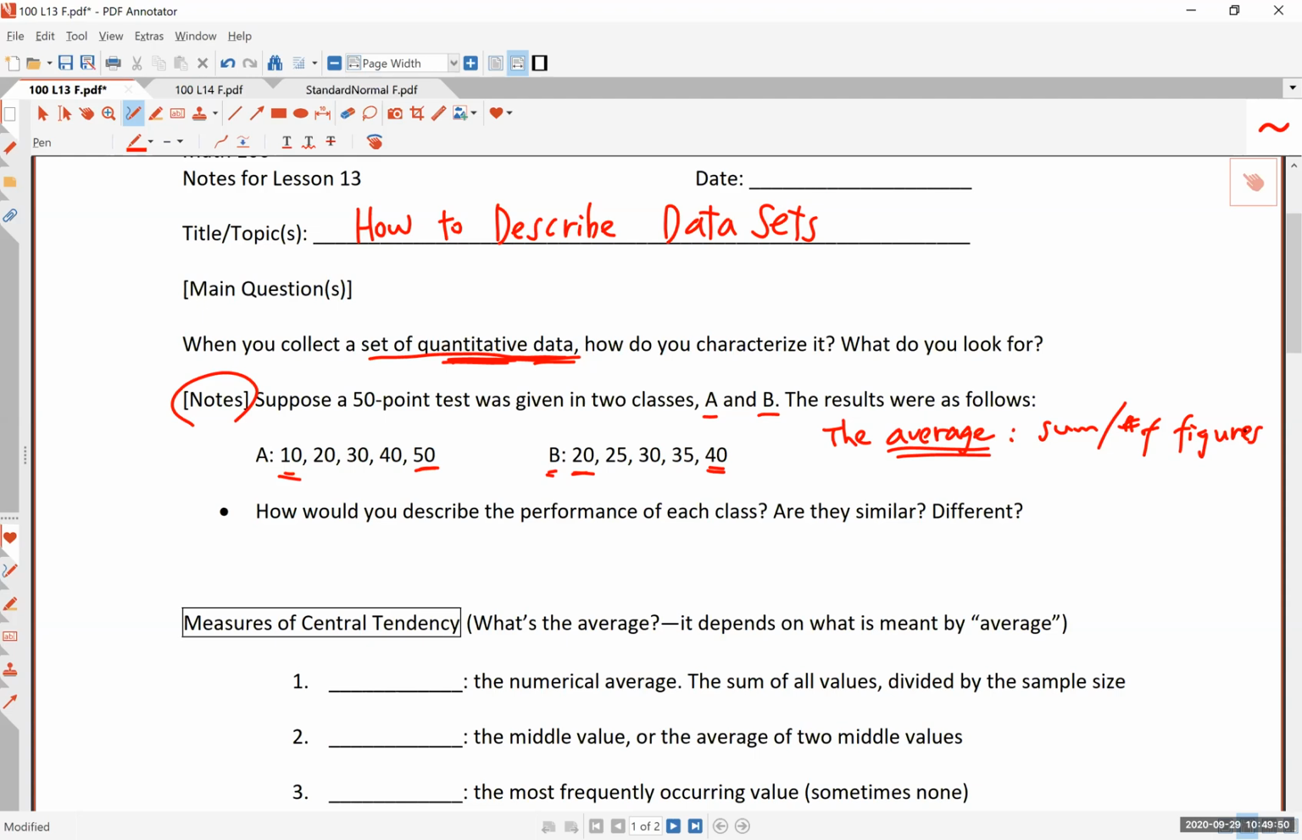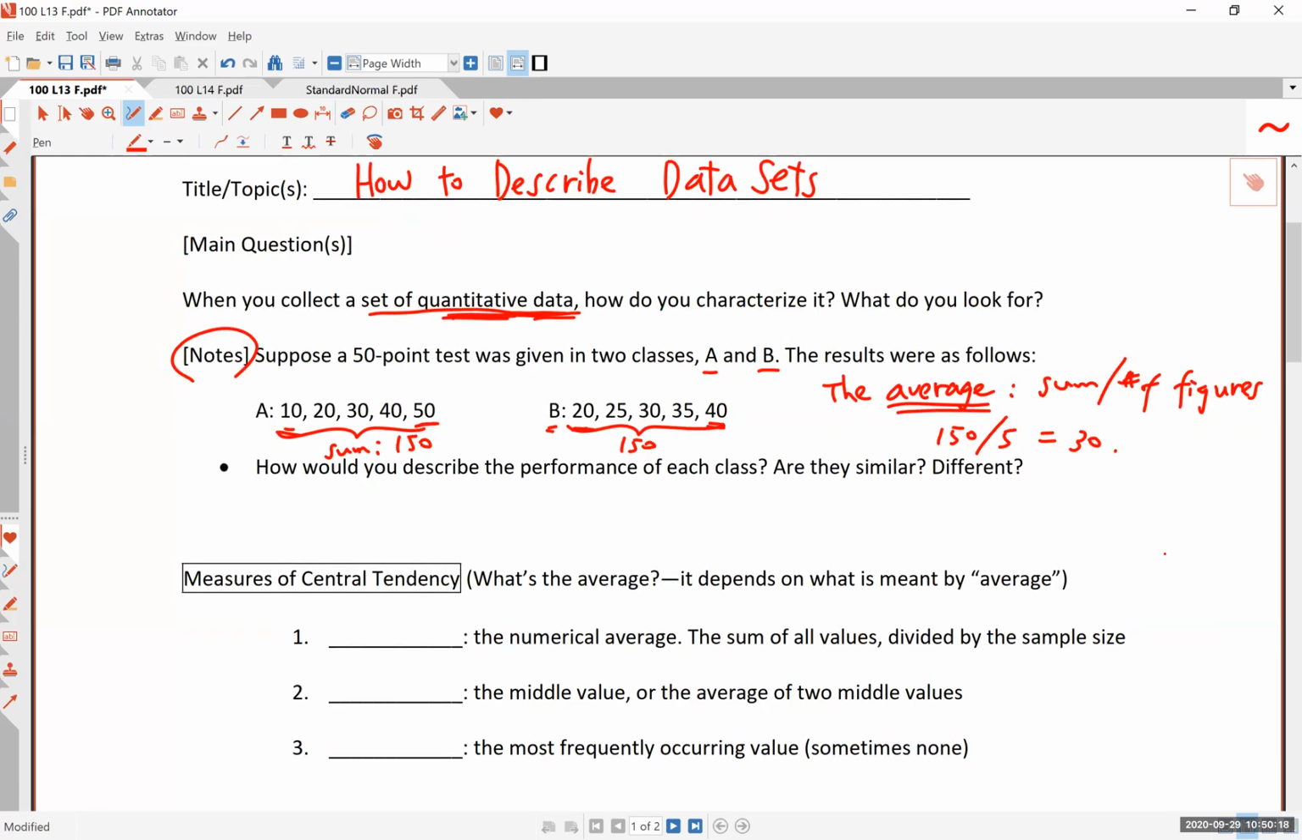In this case, if you add up these numbers, the sum turns out to be 150. If you add up these numbers, the sum also turns out to be 150. So in both cases, 150 divided by 5 is 30, and 30 is the average on both sets. But clearly, there's a difference between section A and section B. How do you characterize the difference? In English, you can say the scores in A are more widespread and scores in B are not so widespread. That is a key observation that we will come back to.